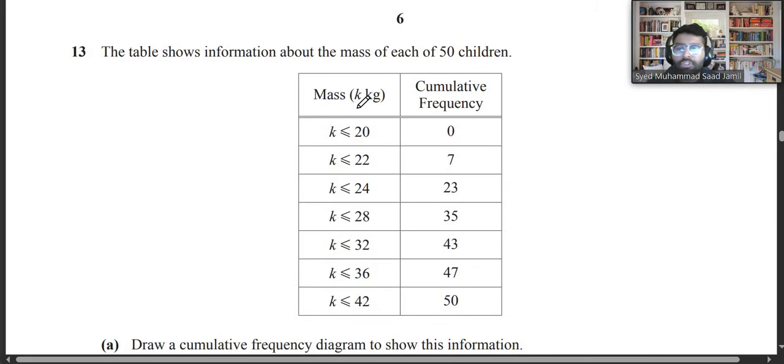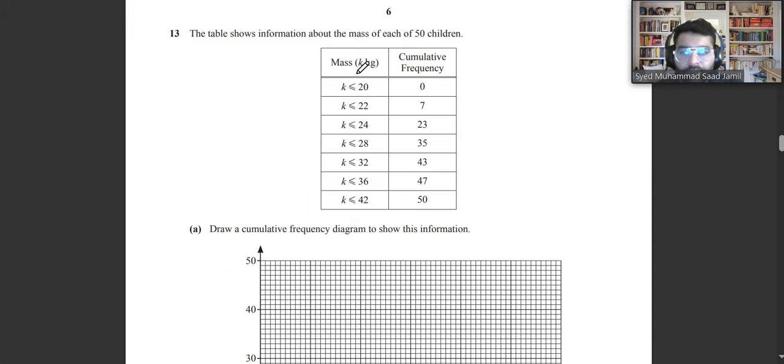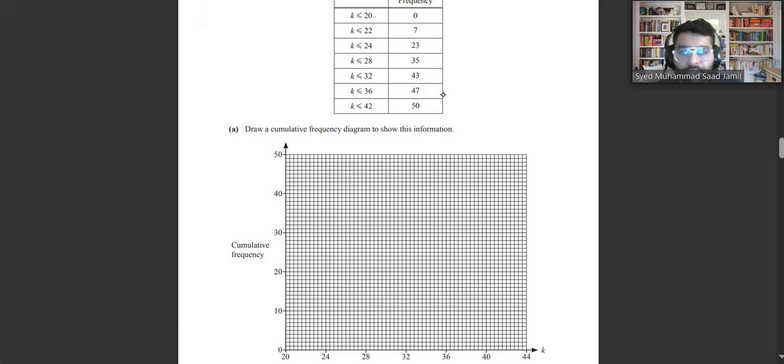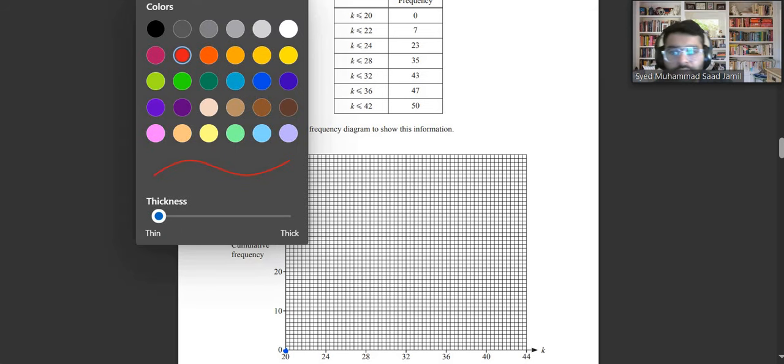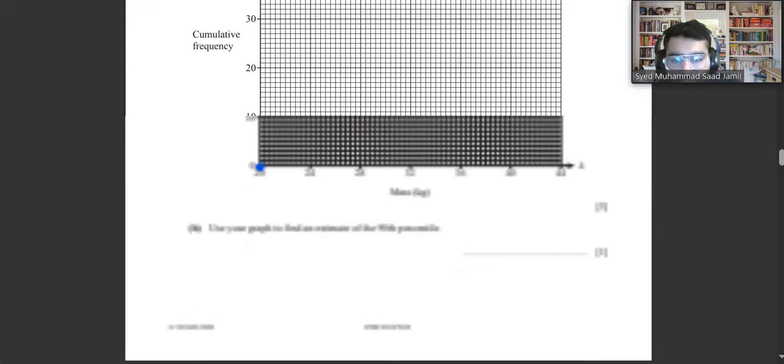The table shows information about the mass of 50 children. Draw the cumulative frequency diagram to show this information. Now look, you guys just have to plot this graph. Let me zoom out a bit. So when k is 20, it's 0, so we'll write it over here. Let me use red color so that you can easily find it. When it's 22, which number is 22? How will you find which number is 22? I'll teach you guys this as well.